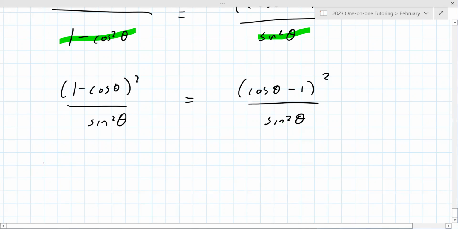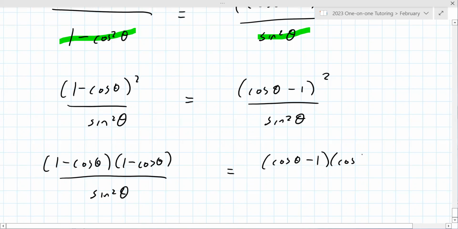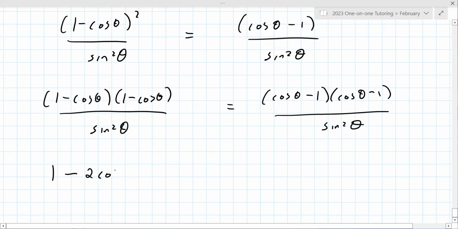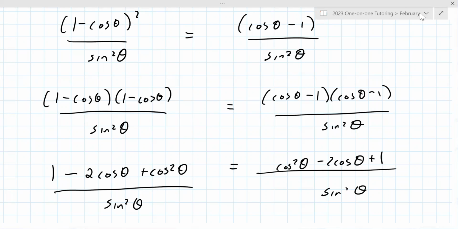There's actually a couple ways to do it, like FOIL the tops. So 1 minus cosine theta, 1 minus cosine theta over sine squared theta, cosine theta minus 1, cosine theta minus 1 over sine squared theta. So the top, when you FOIL the one on the left here, you get 1 minus 2 cosine theta plus cosine squared theta. On the right, you get cosine squared theta minus 2 cosine theta plus 1. And you hopefully notice that they are exactly the same. So you got that from FOILing? Yes, they're exactly the same.